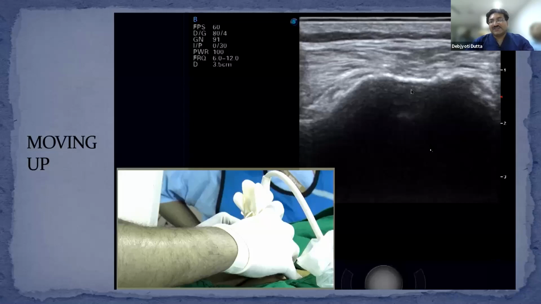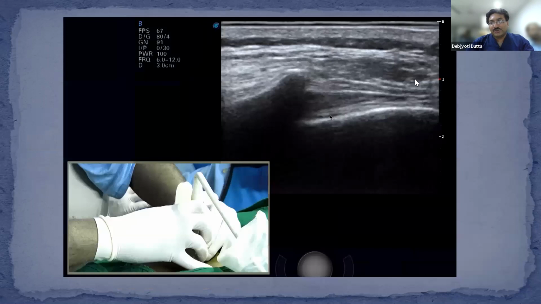So let's again come back to this picture. This is the area above that I have already shown, where our echo waves are deflecting from the top. Now this is the picture and here you can see the sacrococcygeal ligament, and we need to pass our needle in this direction.